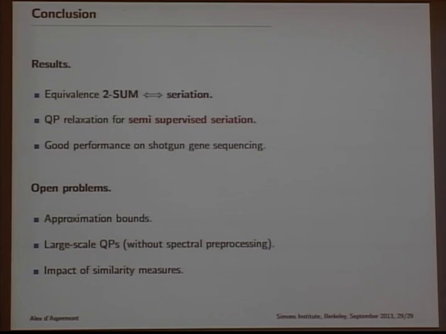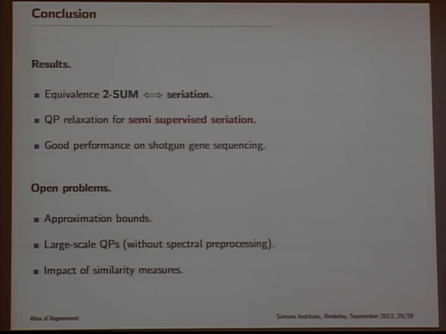So just to conclude, we've shown the equivalence between the two-sum combinatorial problem and seriation for a certain type of matrices A, okay? We have a very simple QP relaxation for semi-supervised seriation, so seriation with some side information, and it seems to have relatively good performance on shotgun gene sequencing, okay? Open problems: approximation bounds in the case where you only use the doubly stochastic constraint.